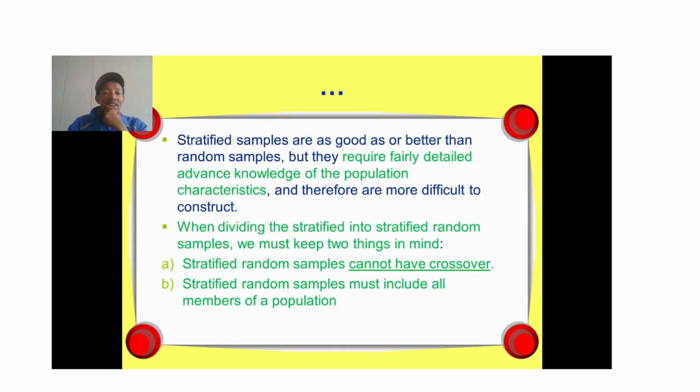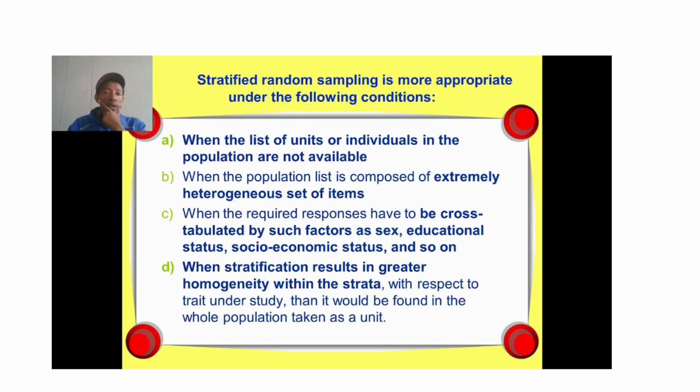So these stratified samples are as good as or better than random samples, but they require very detailed advanced knowledge of heterogeneity of the population between groups and homogeneity of participants within the group. When dividing stratified sampling into stratified random samples, we must consider that there is no crossover. There is no crossover among samples.